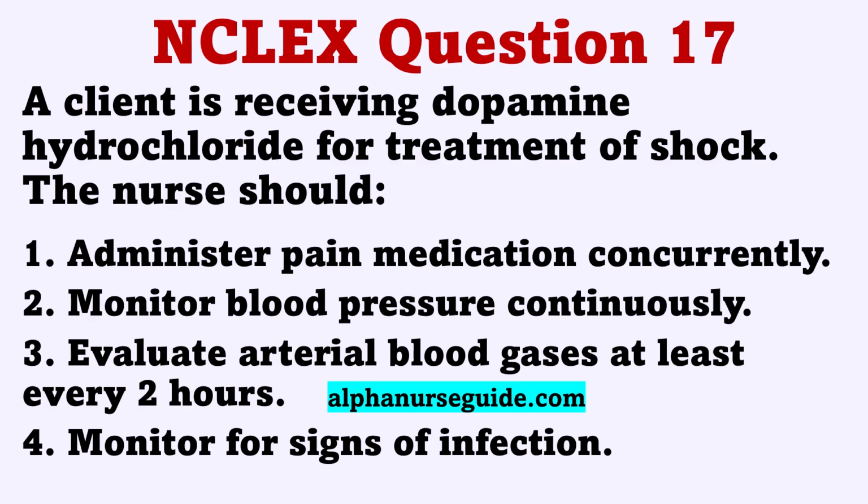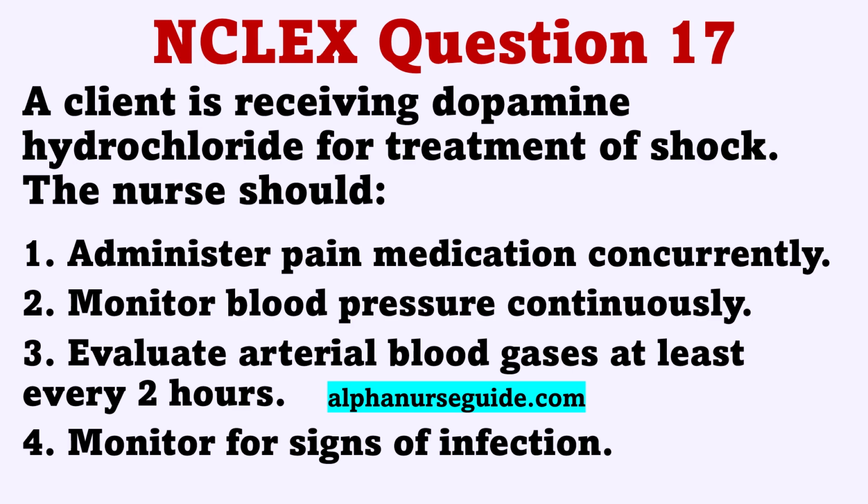A client is receiving dopamine hydrochloride for treatment of shock. The nurse should: 1. Administer pain medication concurrently. 2. Monitor blood pressure continuously. 3. Evaluate arterial blood gases at least every 2 hours. 4. Monitor for signs of infection.